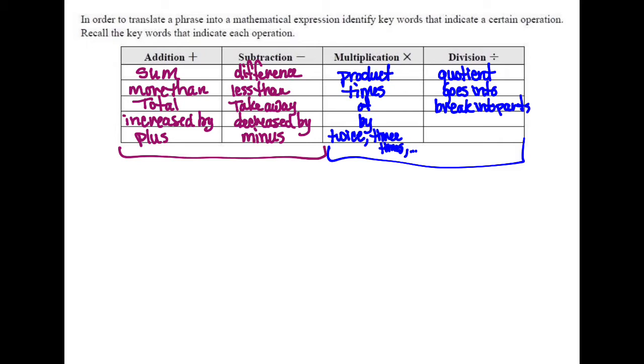Now in division, we could do half of something, right? It means you cut it in half, you divide it in 2. But that also means you're breaking it into parts. So these are all connected. The blue ones are connected to each other as well, and the pinkish ones are connected to each other, because add and subtract are connected, just like multiply and divide are connected.